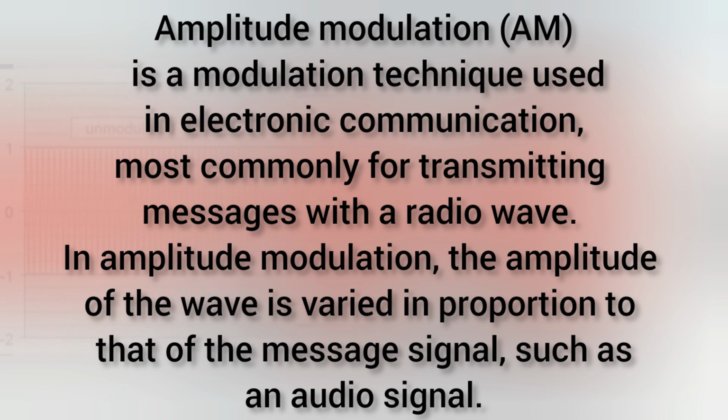Amplitude modulation, or AM, is a modulation technique used in electronic communication, most commonly for transmitting messages with a radio wave. In amplitude modulation, the amplitude of the wave is varied in proportion to the message signal, such as an audio signal.